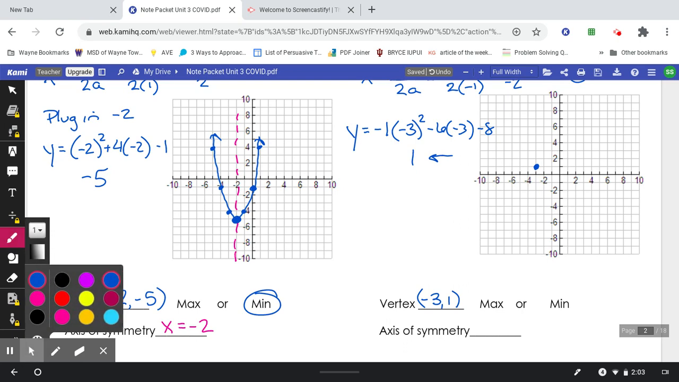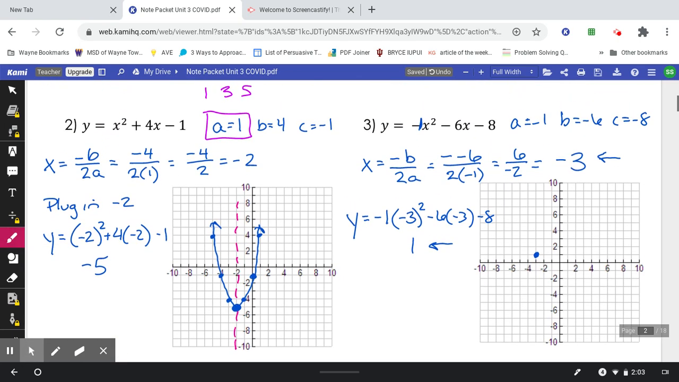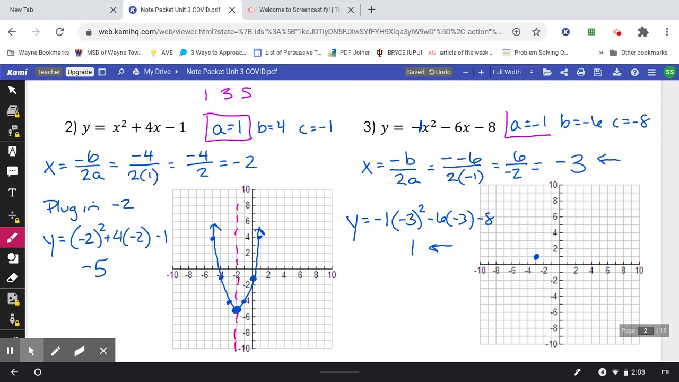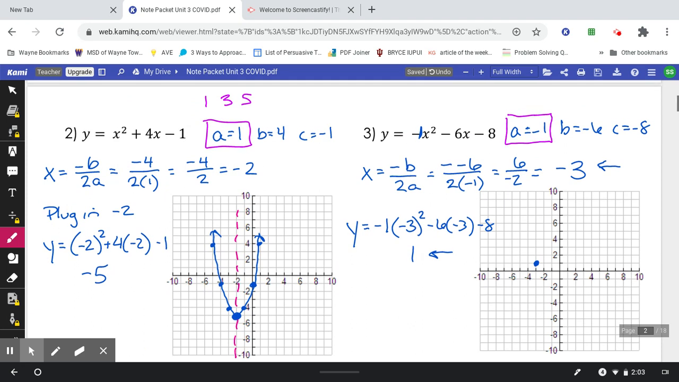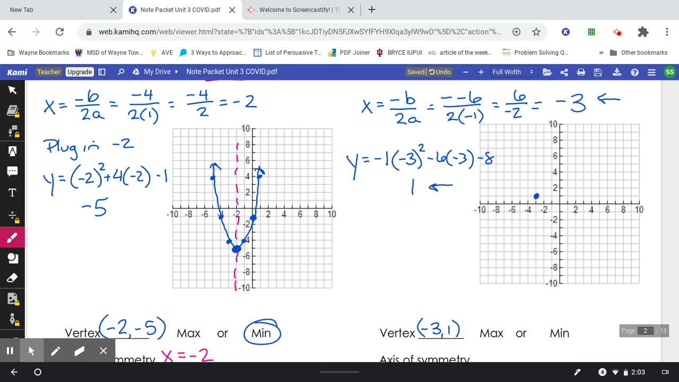Now I'm going to work on figuring out my pattern. My pattern comes from the 1, 3, 5 rule, but it has to do with the A. If my A is not 1, it means I have to take my pattern 1, 3, 5 and actually multiply it by negative 1. So that would give me negative 1, negative 3, and negative 5. That just means my parabola is going to be upside down. So I'll go down 1 and over 1, down 3 and over 1, and down 5 and over 1.